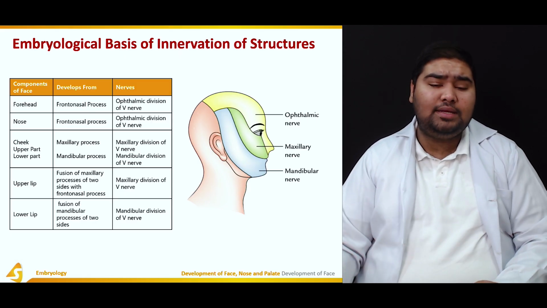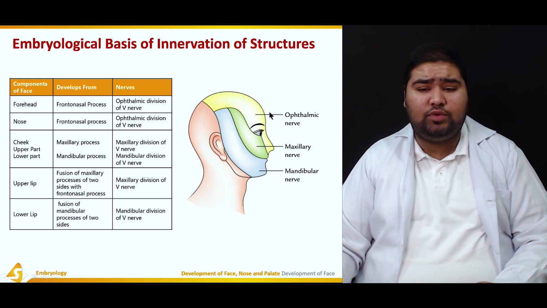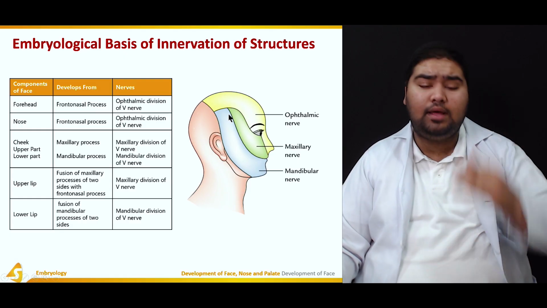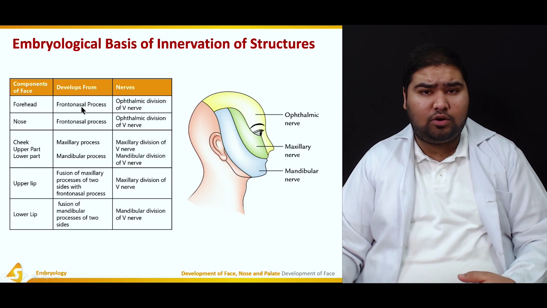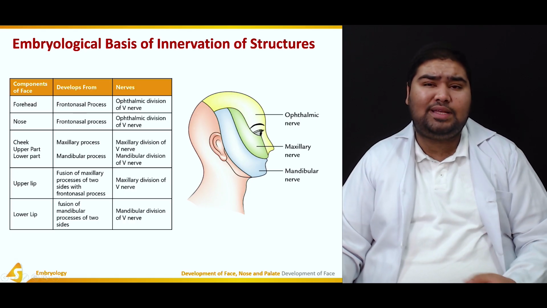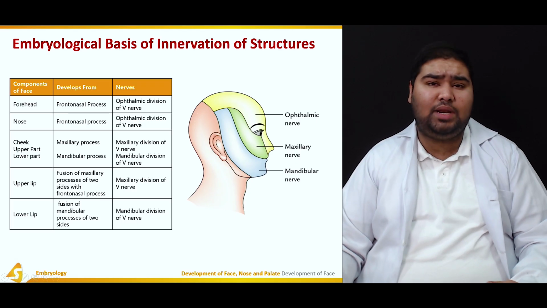So the forehead develops from the frontonasal process. We're talking about this portion, this in yellow. This is the forehead. The forehead is formed by the frontonasal process. The frontonasal process is supplied by the ophthalmic branch of the trigeminal nerve.